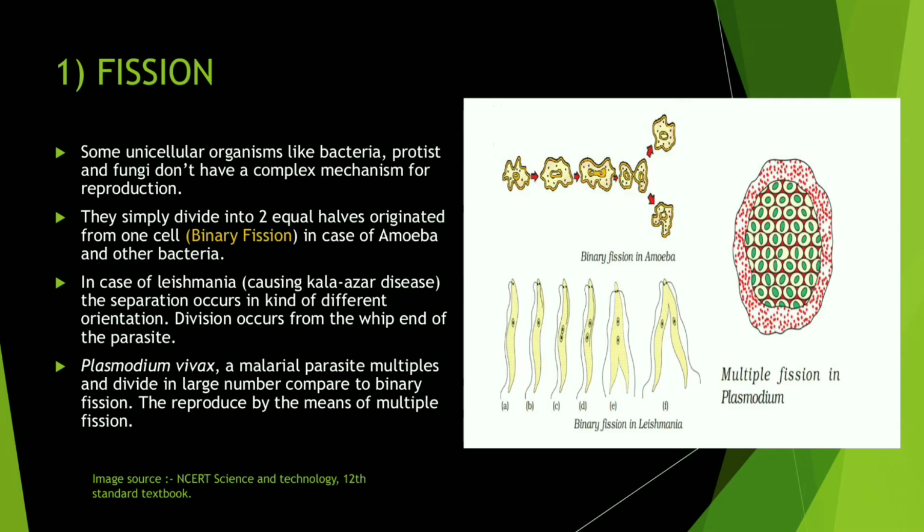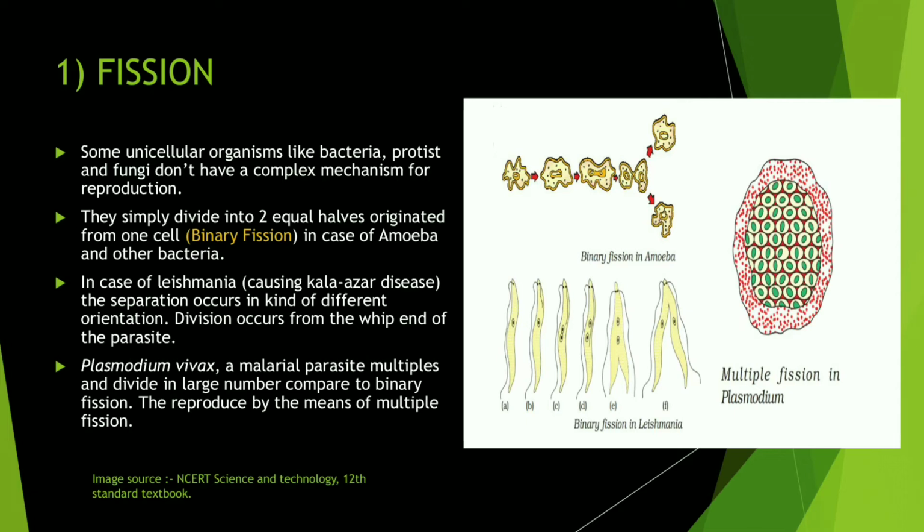Here they have also given an example of leishmania, which is a parasite that causes Kala-Azar disease. The separation occurs in a different orientation, slightly transverse, where the whip end is actually broken into two, as you can see in the figure on the right side of the slide. The upper diagram shows binary fission in amoeba, where it is divided into two in an irregular fashion, but in the bottom part of the image you can see binary fission in leishmania, where the whip ends are actually involved in the fission.